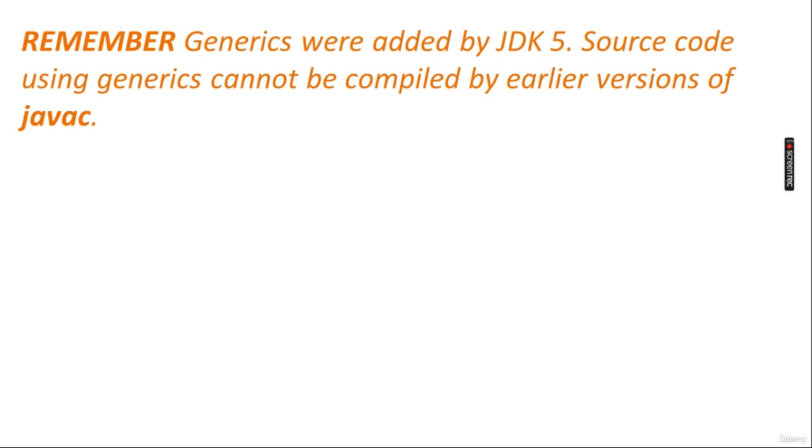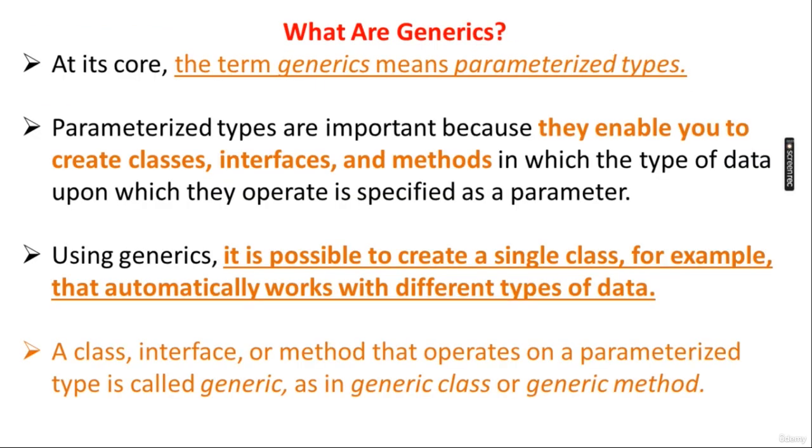So whatever compiler is before Java 5 cannot compile the source code generated by generics. What are generics? At its core, the term generics means parameterized types. Parameterized types are important because they enable you to create classes, interfaces, and methods in which the type of data upon which they operate is specified as a parameter.